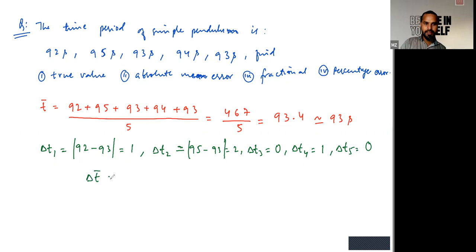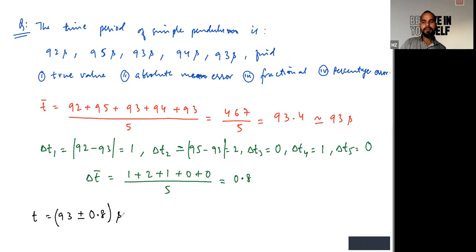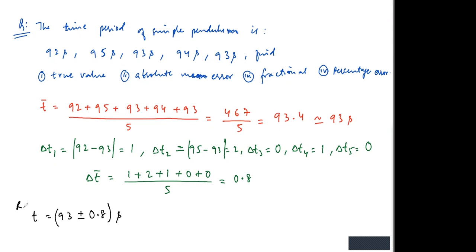So if we take its mean, 1 plus 2 plus 1 plus 0 plus 0, whole divided by 5, it will be 1 plus 2, 3, plus 1, 4, by 5. It's 0.8. So according to this, you can write your result for time as the true value, that is 93, plus or minus the error part, 0.8 seconds. Is it clear, Namuna? Yes, sir.